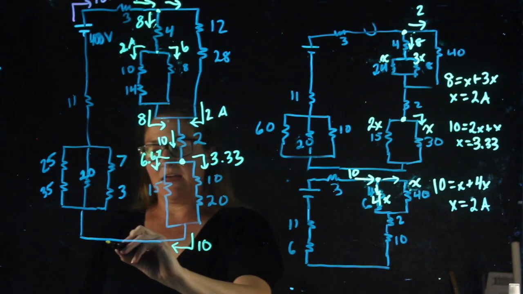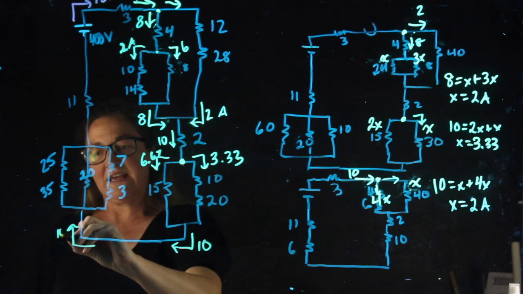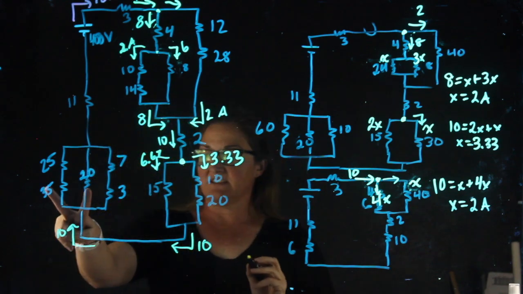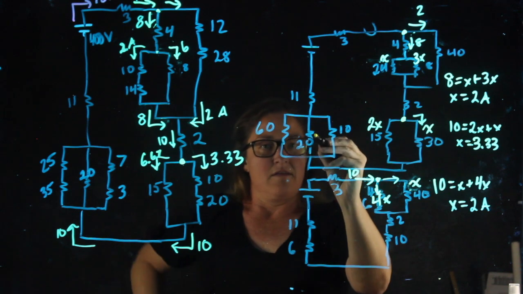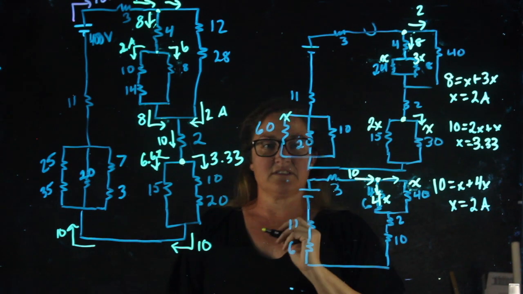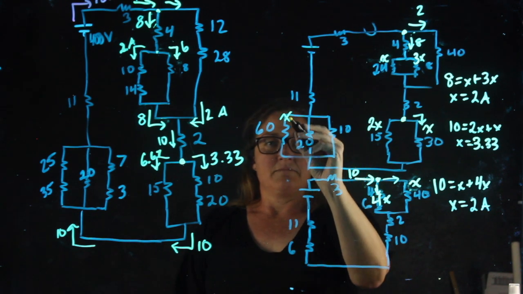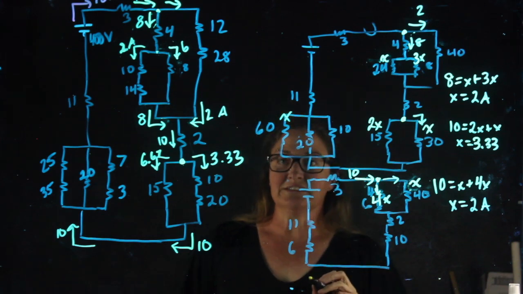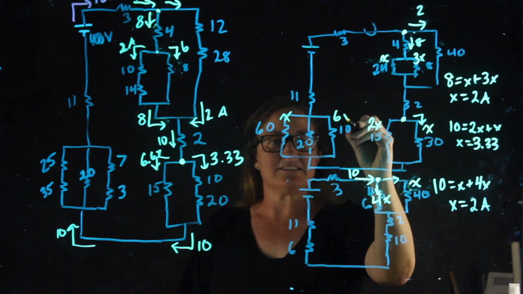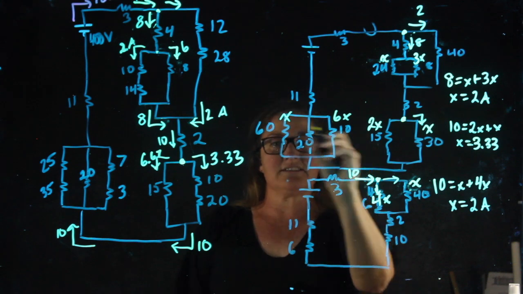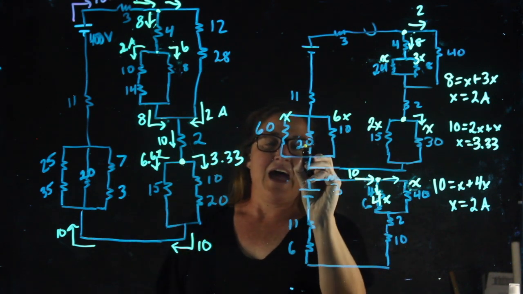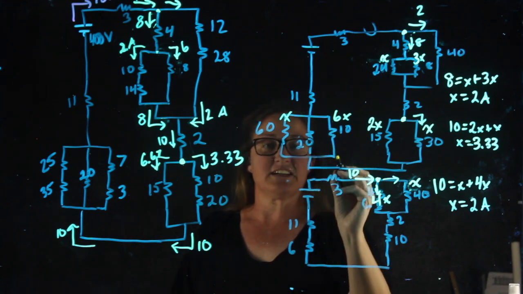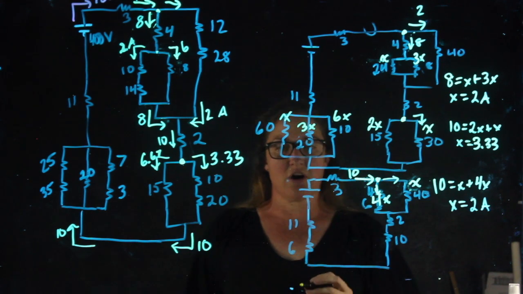We have 10 amps again, running 10 to here, and now we need to split. For this, I'm going to look here. This one has the most resistance, so it will get the least amount of current. This one will get 6 times as much, because 10 goes into 60 6 times. The 20 has 1/3 of the resistance of the 60, so it'll get 3 times as much current.